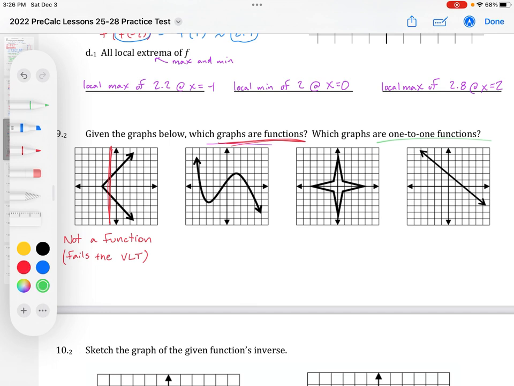So the vertical line test can tell you if something is a function or not. So I don't even really need to answer this second question because if it's not a function, it's obviously not a one-to-one function either. Okay, let's look at this next one. So this, notice these vertical lines are all passing through just once. So it is a function.